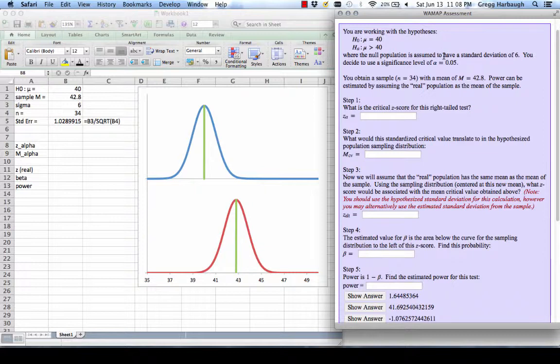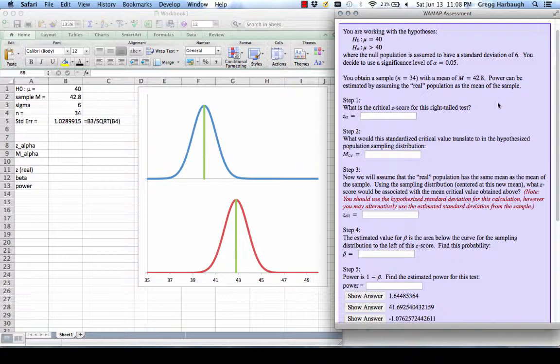Here we have a problem from WAMAP. We're working with the given hypotheses that the null is that the population average is 40. The alternative is that the population average is actually greater than 40, where the null population is assumed to have a standard deviation of 6. We're working with a significance level of 0.05. We obtain a sample of 34 with a sample mean of 42.8.